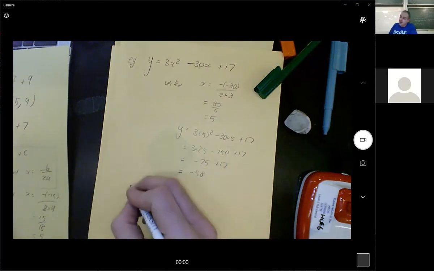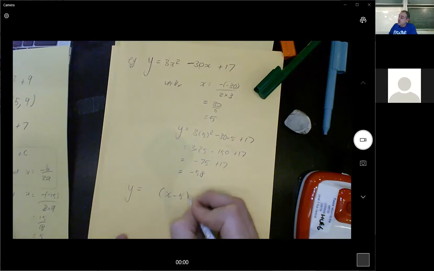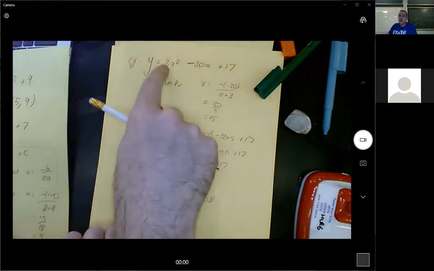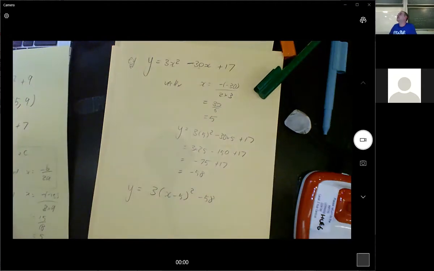And so that means that in vertex form it is guaranteed to be an x minus 5 and a minus 58 on the end, because that's how the vertex form works. The x-coordinate of the vertex goes here, and the y-coordinate of the vertex goes here. And this number will be the same as this number. Yay! That's probably the quickest way to convert to vertex form. You can learn the process of completing the square, and that'll work fine as well. But that's the quickest way.